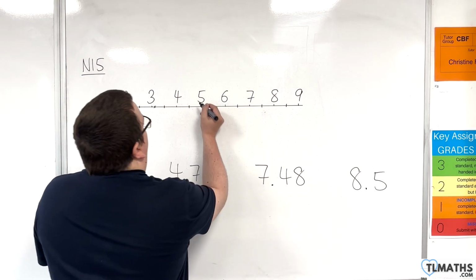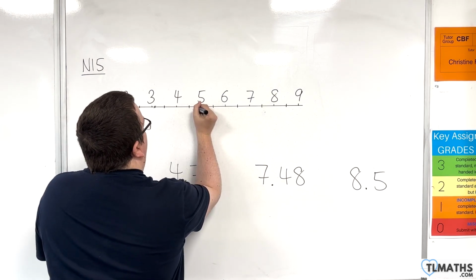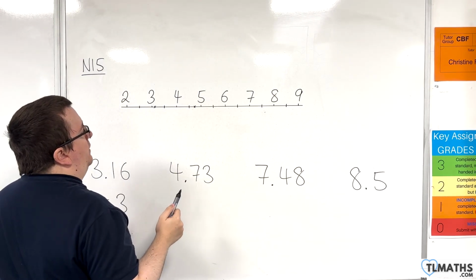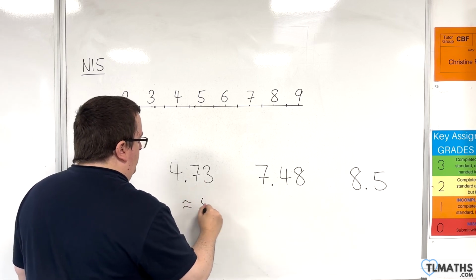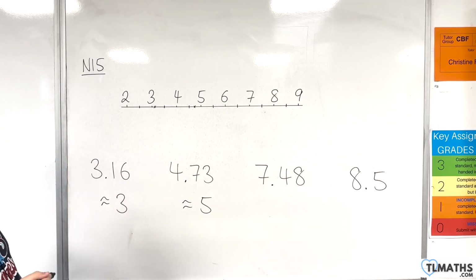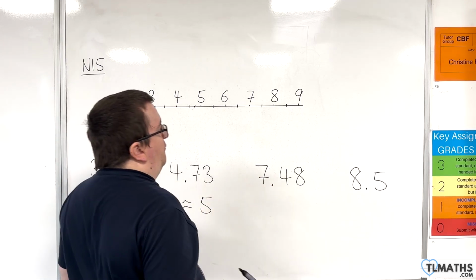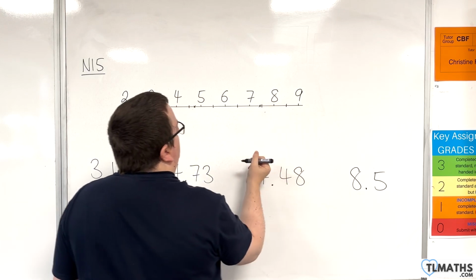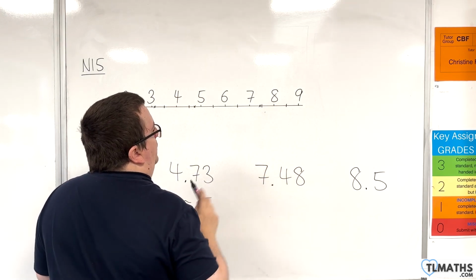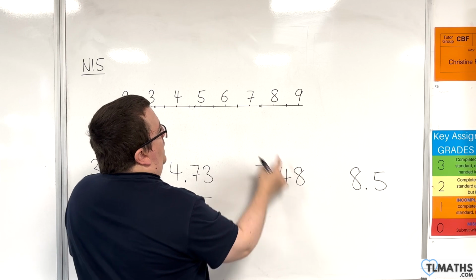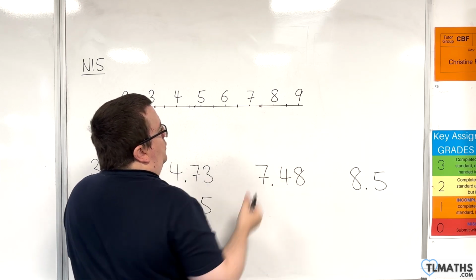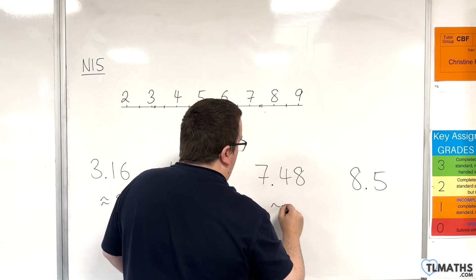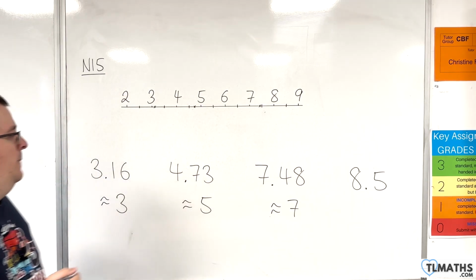4.73, now where would that be? 4.73 would be somewhere around about here, wouldn't it? Okay, and you'd be going, well, that one's closer to the 5, isn't it? So, okay, that's closest to 5. And then 7.48, well, 7.48 is just shy of that halfway point there, so it must be closer to 7 than it is to 8. After all, that's 0.48, that's 0.52, so it's further away from 8 than it is from 7, so it makes sense, okay, that it is 7.